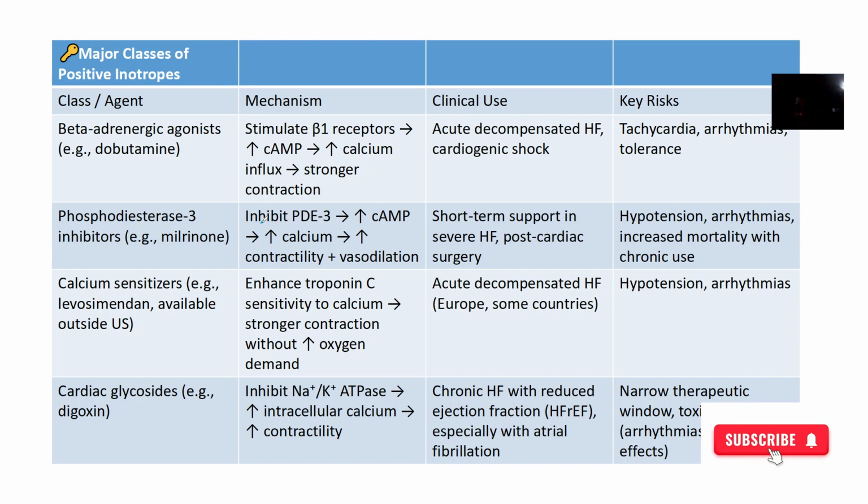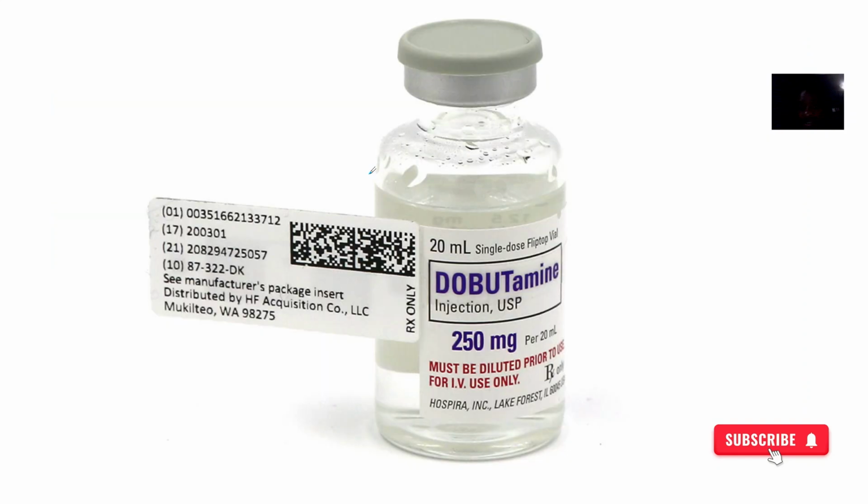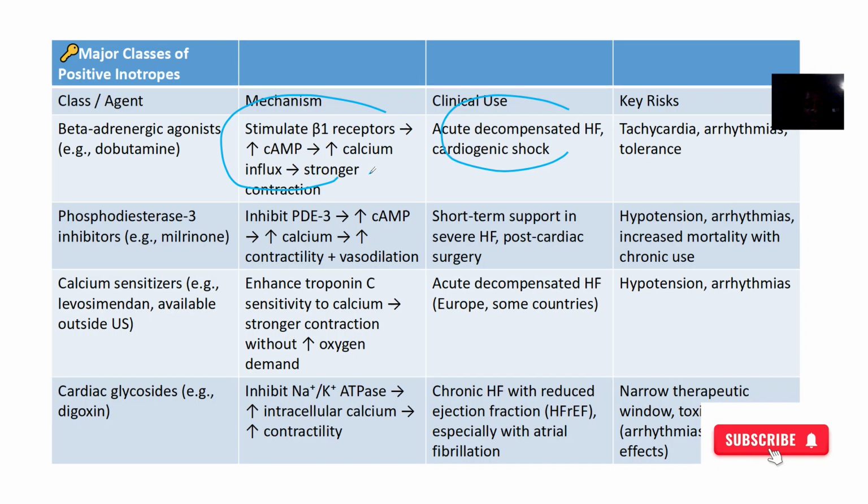So what are the examples? We have drugs like beta adrenergic agonists. You can actually pause to look at their mechanism of action and their clinical use. You can just focus on that now. Like dobutamine. This is dobutamine. We have other ones like the phosphodiesterase 3 inhibitors, like milrinone.